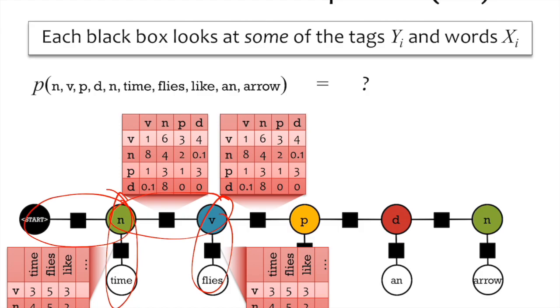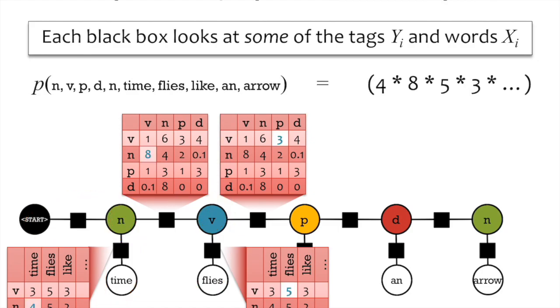Four. Why four? Timing. Yeah, exactly. It should be this one, right? Okay. And then for the noun and a verb, I have to go and read this one, noun and a verb, right? And so on and so forth. So my factor graph would be multiplication of all of these numbers.